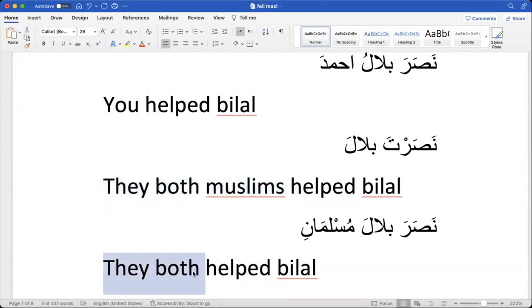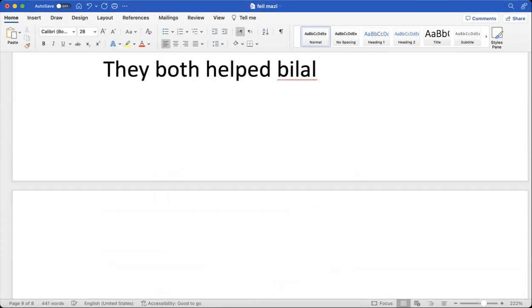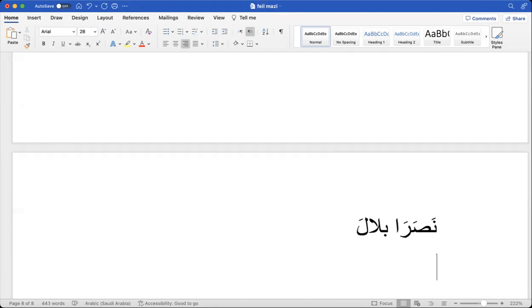Now, in this case, how will you say "they both help Bilal" in Arabic? You have "they both", which is the zamir inside, mustatir, fail inside. You have a fail, then you have a maf'ul. So you will say Nasara. What? Bilal? Bilalu? Why Bilalu? Bilala. Maf'ul has to be mansoob unless a harf jar comes before it and makes it majroor. So far clear? So Nasara Bilala.